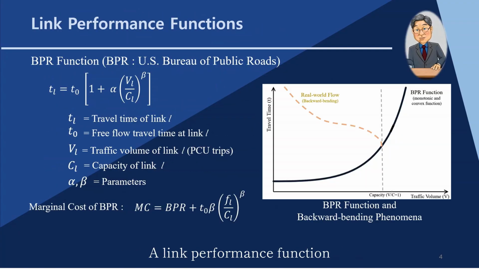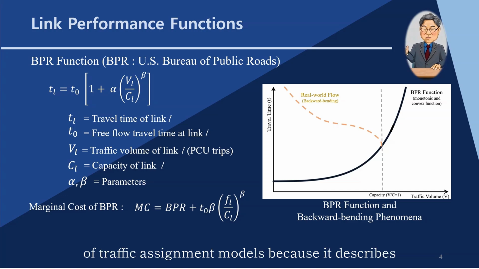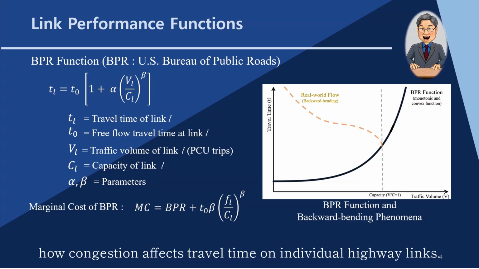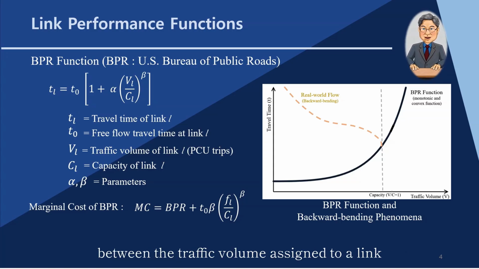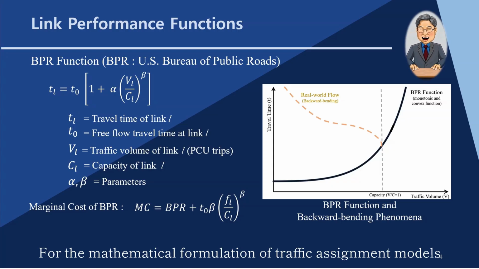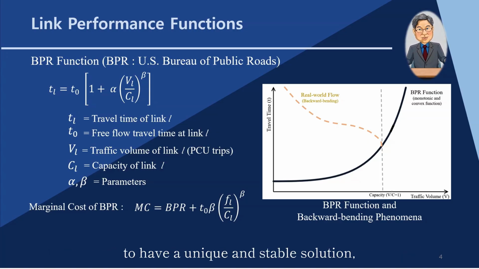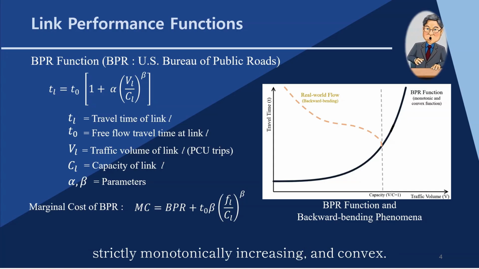A link performance function is one of the fundamental components of traffic assignment models because it describes how congestion affects travel time on individual highway links. Specifically, it represents the relationship between the traffic volume assigned to a link and the corresponding travel time experienced on that link. For the mathematical formulation of traffic assignment models to have a unique and stable solution, the link performance function must be continuous, strictly monotonically increasing and convex.